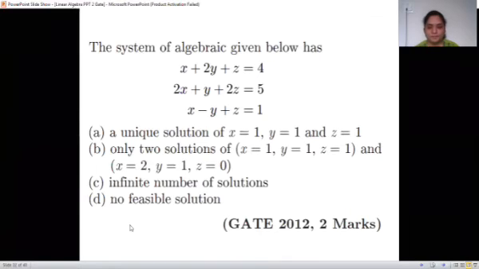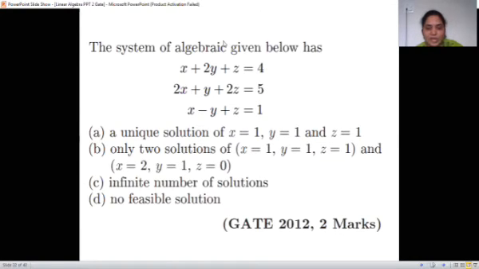Okay, the next question. The system of algebraic equations given below has a unique solution of x is 1, y is 1 and z is 1, and only two other options are given: infinite number of solutions or no feasible solution. So what is the correct option? You have to find that out.